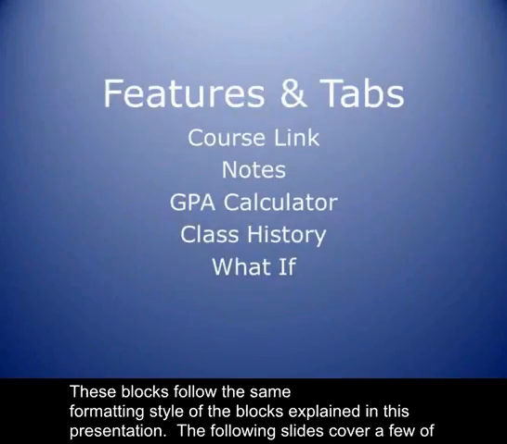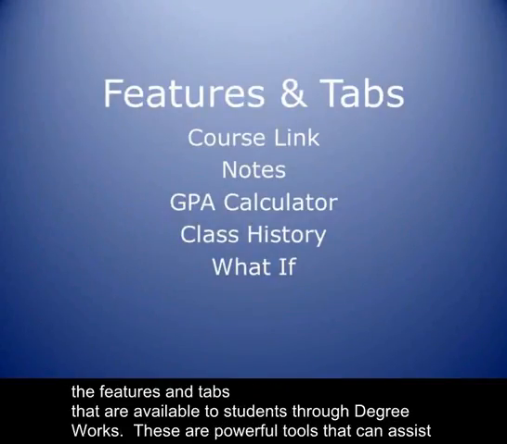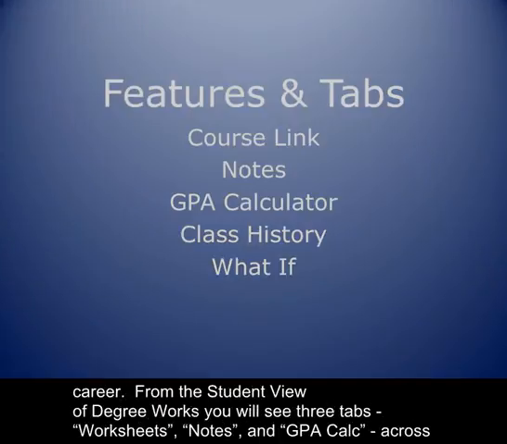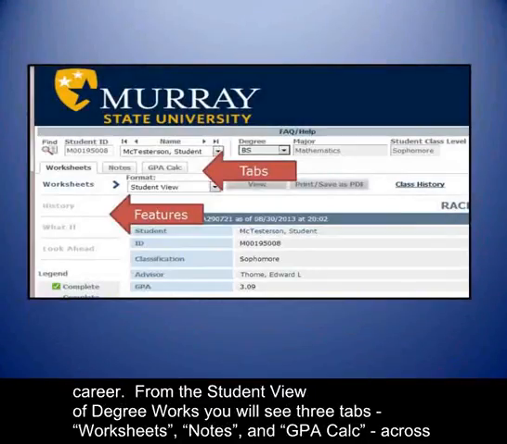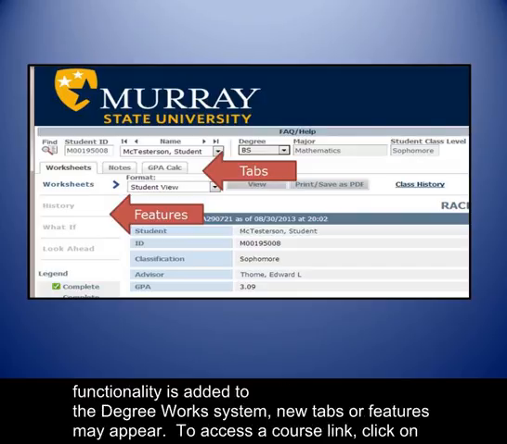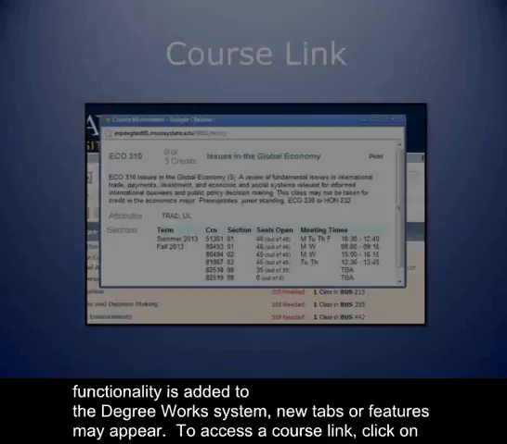The following slides cover a few of the features and tabs that are available to students through DegreeWorks. These are powerful tools that can assist students in preparing their schedule, achieving their academic goals, and making important decisions about their college career. From the student view of DegreeWorks, you will see 3 tabs, Worksheets, Notes, and GPA Calc, across the top of the RACR. You will also see a list of features along the left side of the RACR above the legend. As additional functionality is added to the DegreeWorks system, new tabs or features may appear.